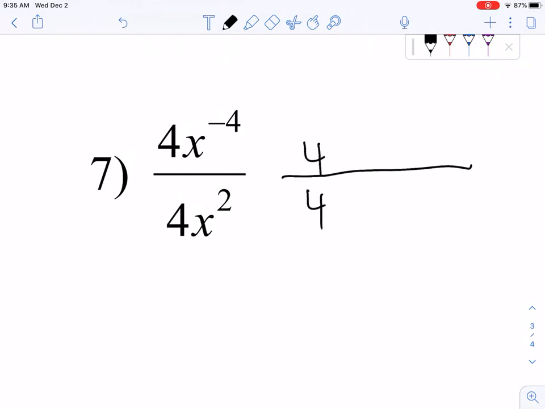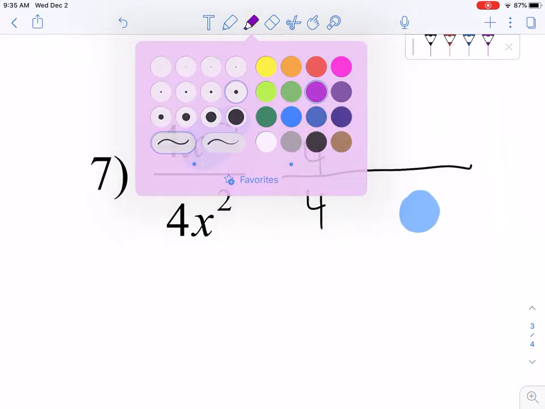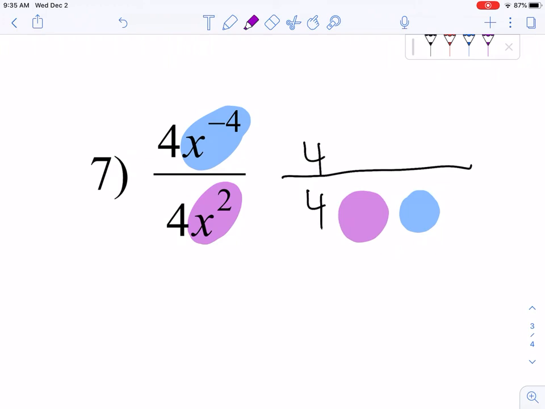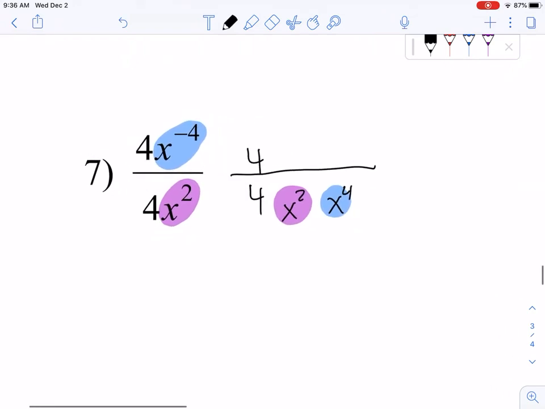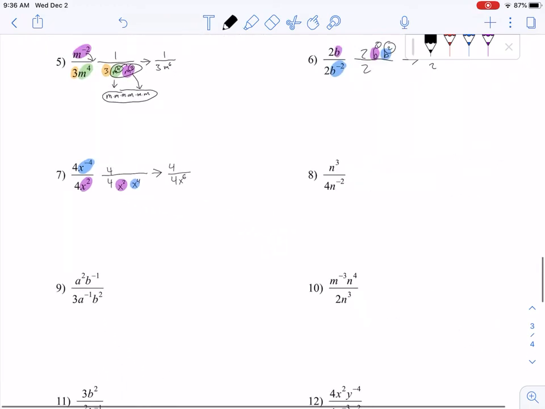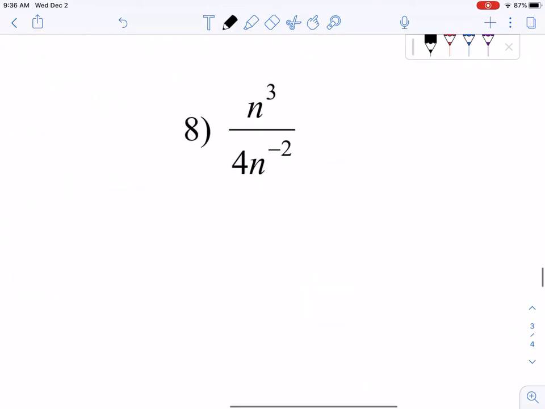Again, I'm not going to reduce that. That would be 1 over 1, but the focus of this video is to show you if I have a negative 4 up here, I'm going to need to move it downstairs to make it positive. If I have a positive, it doesn't need to move. So x squared doesn't need to move. X to the negative fourth needs to move to become positive. And then my x squared times x to the fourth is going to give me x to the sixth. Okay?